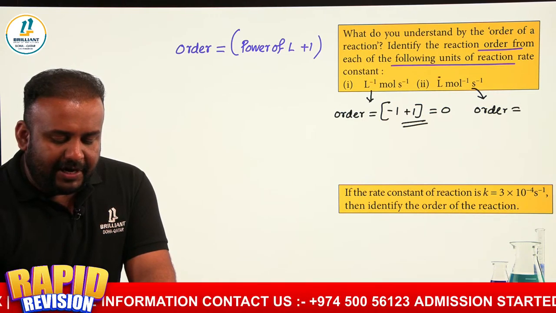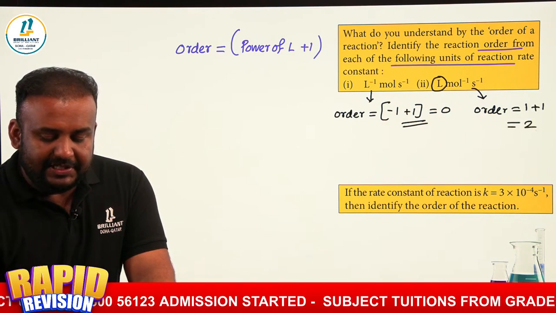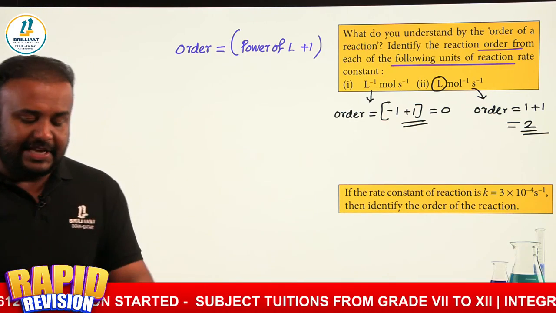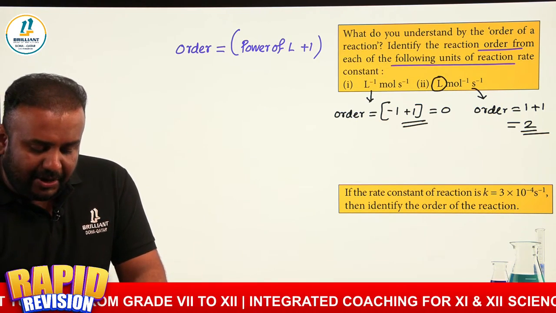What is the power of L here? It is 1, right? So 1 plus 1, which is 2. See how easy that is? If there is no L at all, look at the next question.